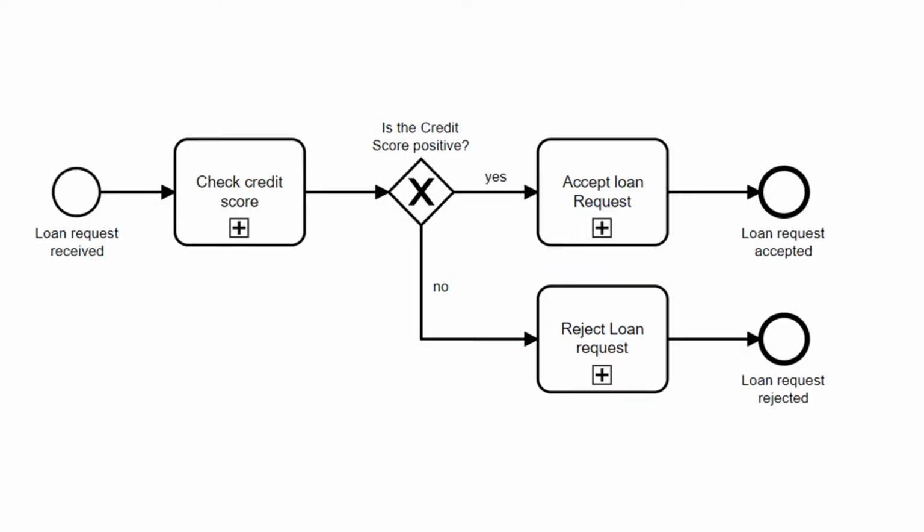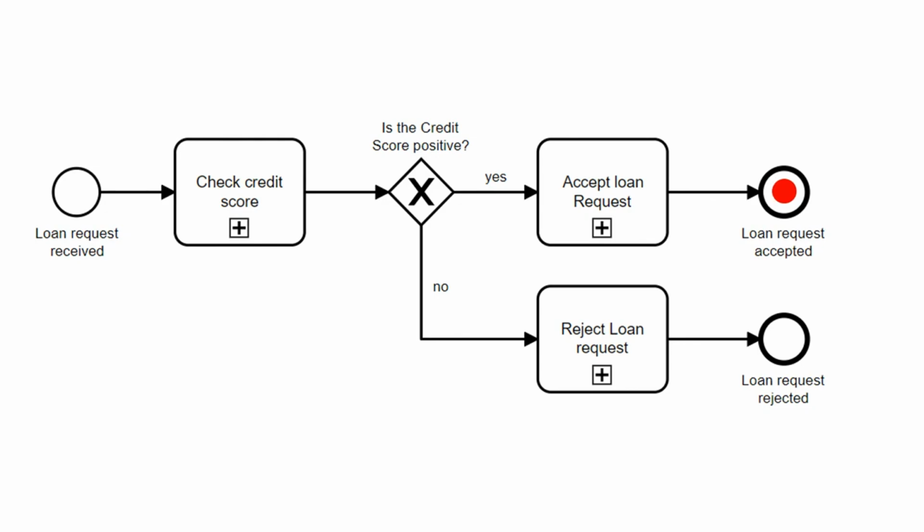As the process gets triggered, we generate a token in the start event. From here, we navigate to the first task, checking the credit score. After doing so, we move to the XOR gateway and check the value of the credit score. For this process instance, we assume the score was positive, so we move on to accepting the loan request. This step might also take a couple of sub-steps because there might be many approval chains. After that, we reach the end event, loan request accepted, and this token gets eliminated.